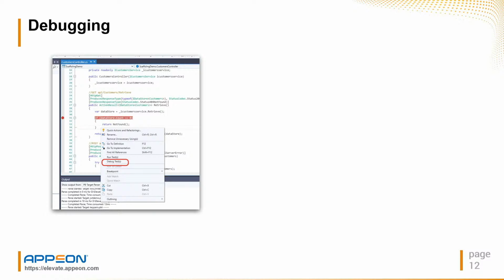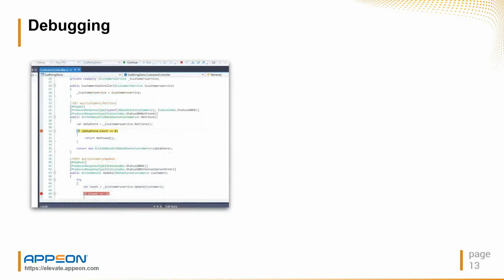Now, what happens when something goes wrong? Well, you may want to debug your service, and you can actually do that here from the web API tester. So what you do, instead of saying run tests, you say debug tests. And what that will do is drop you into your controllers.